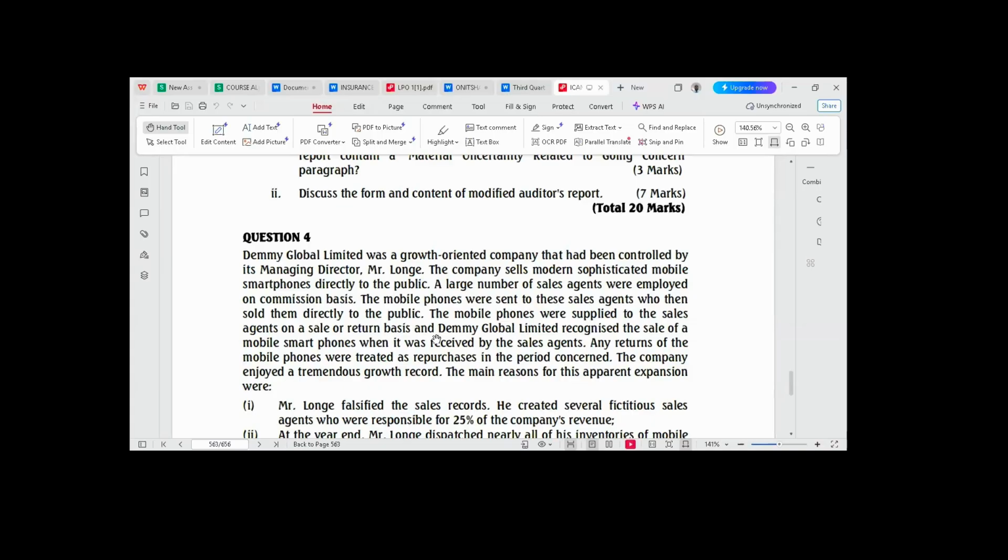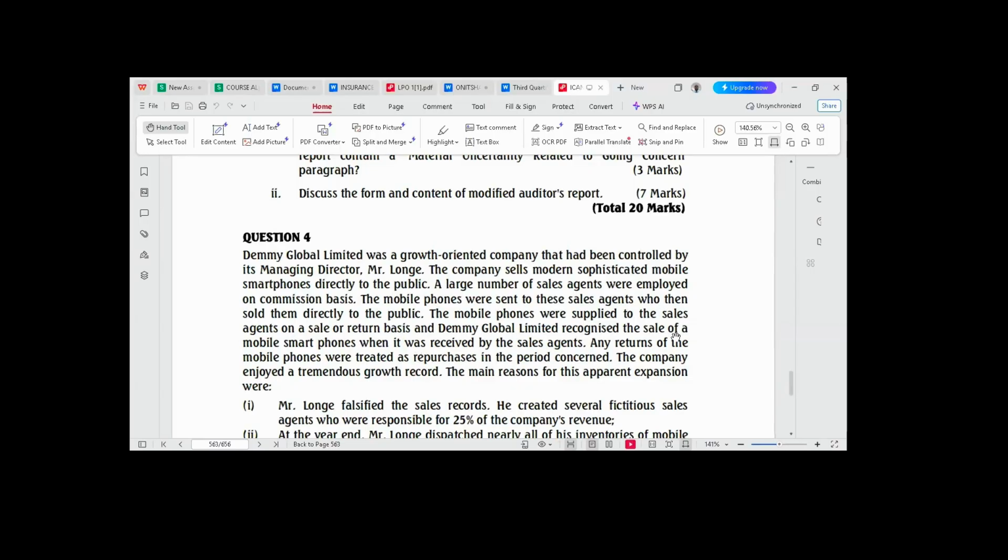They can return it. All right? That's what they are saying there. And Demi Global Limited recognized the sale of a smartphone when it was received by the sales agent. That is, once they give it to the sales agent to sell, that's when they recognize that they have made a sale, not to the public. Does that speak to IFRS 16? Does that align with IFRS 16 requirement? We'll get to know as we go on, okay?